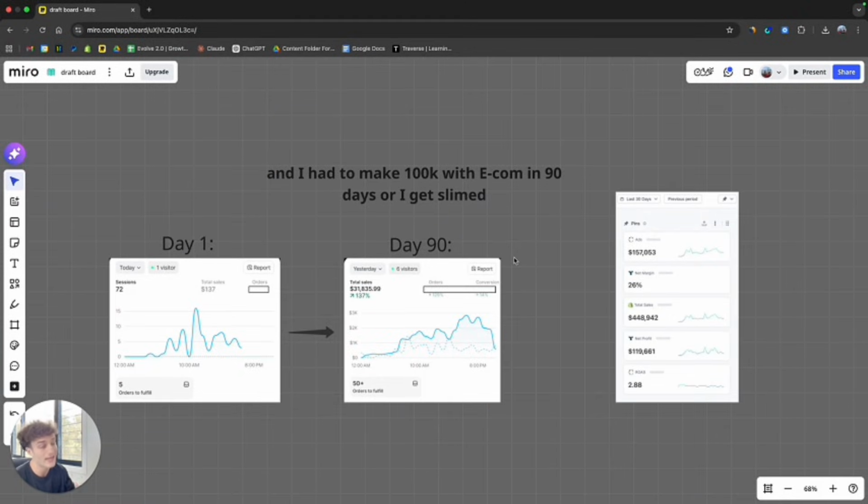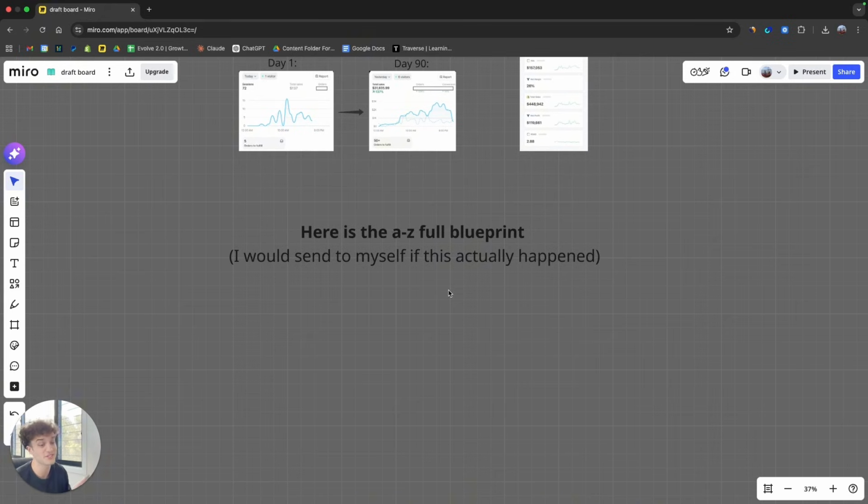If my memory got wiped, my bank accounts went to zero, and I had 90 days to make 100K in ecom, or I get slimed out. Oh, I cannot believe that just happened. But anyways, here is the full A to Z blueprint that I would send myself if this actually happened.